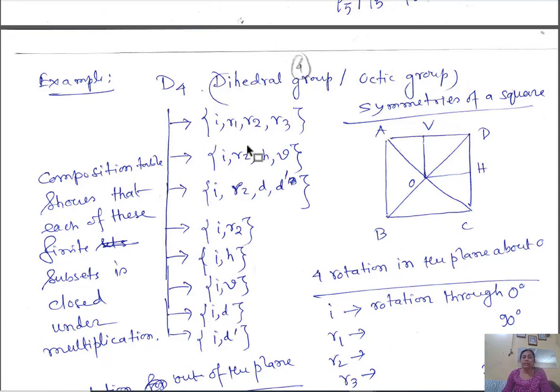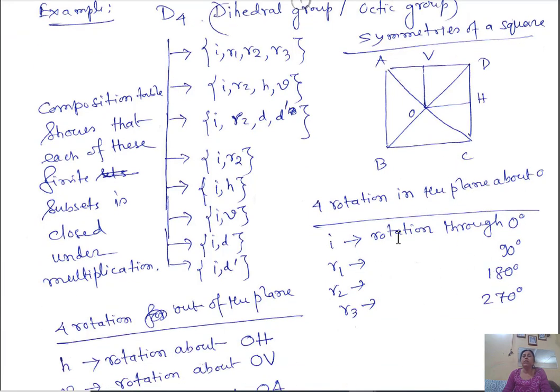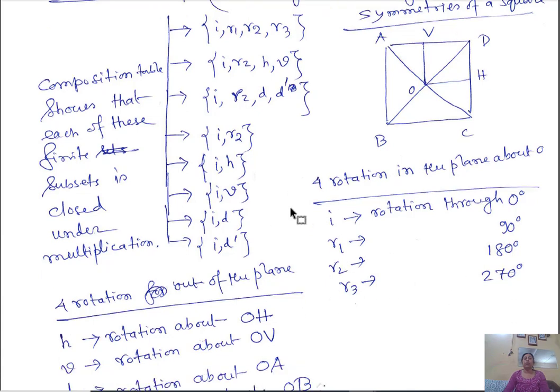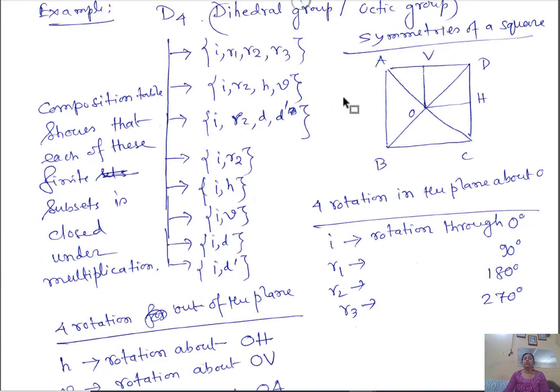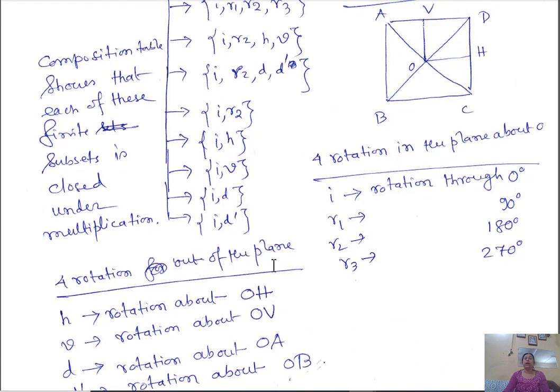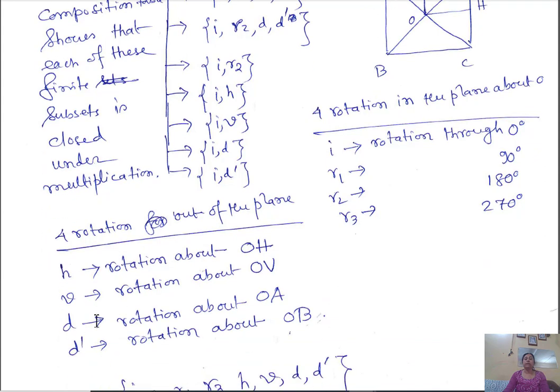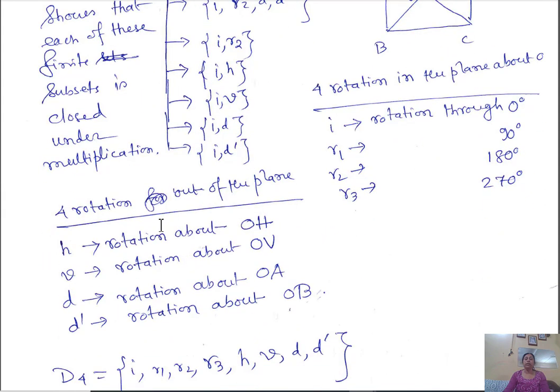Therefore, each of these is a subgroup of D4. And this I is the rotation about this point O through 0 degrees. R1, you know already, many times we have discussed this. R1 is rotation about O through 90 degrees, R2 is 180 degrees, R3 is 270 degrees rotation. And 4 reflections: about the horizontal line we denote by H, the vertical line we denote by V, the main diagonal we denote by D, and the other diagonal we denote by D prime.